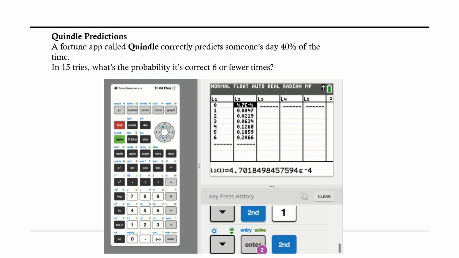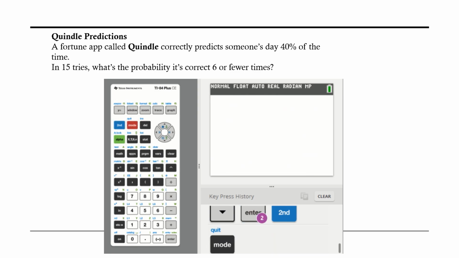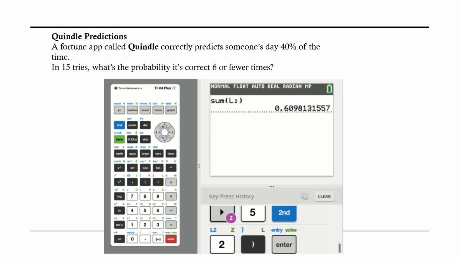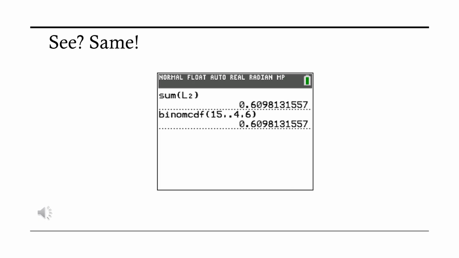So we're going to go second quit. You can do this one of two ways. You could either look at one var stats that's in your stat menu, or what I'm going to do is go to second list. I'm going to go over to math because I wanted to calculate number 5, the sum of the stuff I just put in L2. There you go. And this is just showing that if we take the sum of all of the relevant binomPDFs, that would give us the same answer as the binomCDF of 0 through 6.